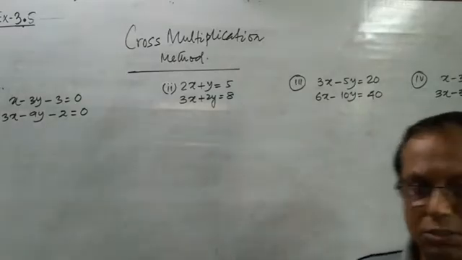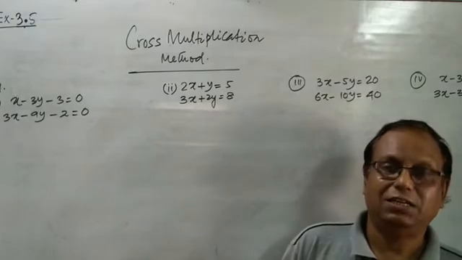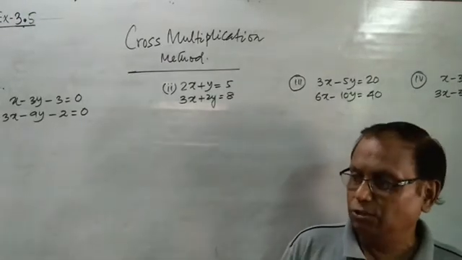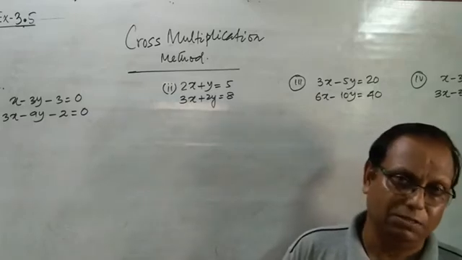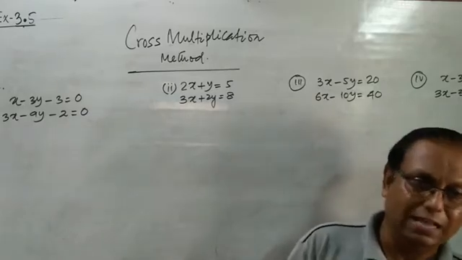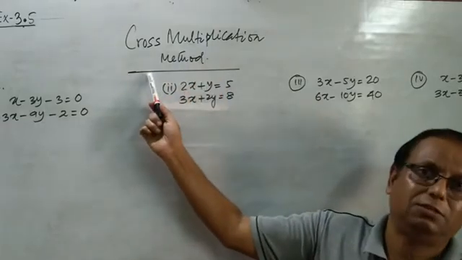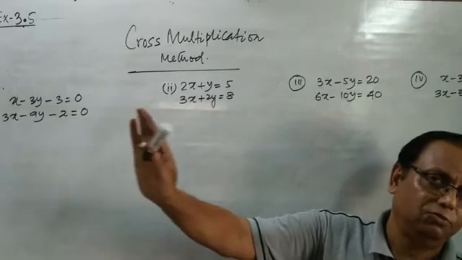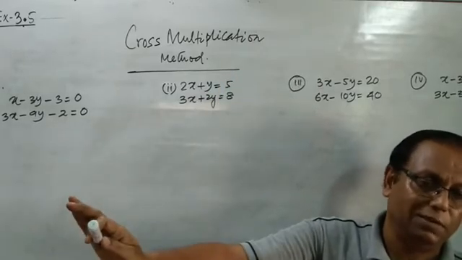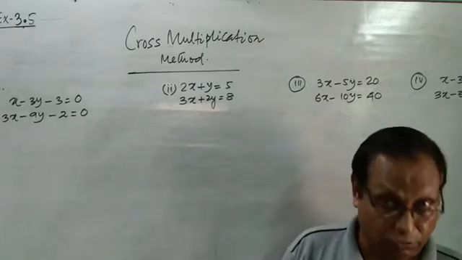Hello students, today we will discuss the last method of solving a pair of linear equations in two variables by algebraic method. The last method is known as the cross multiplication method. We have seen the substitution method, we have learnt about the elimination method. Now we have seen the solvability of the linear equation in two variables.